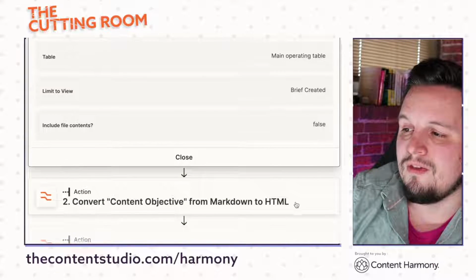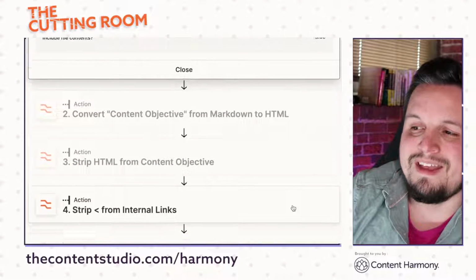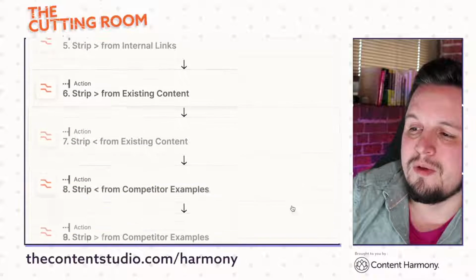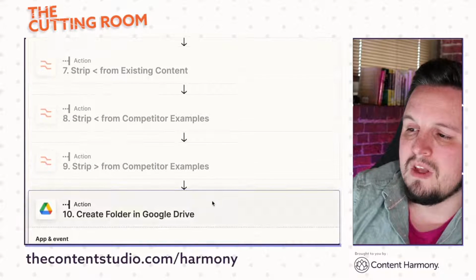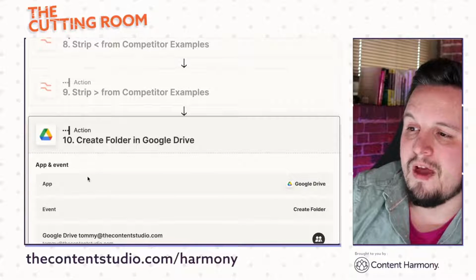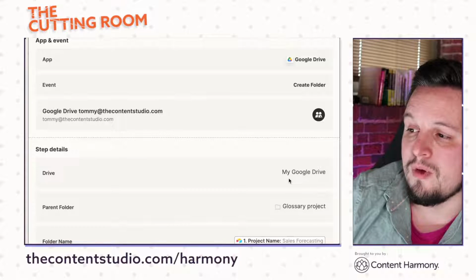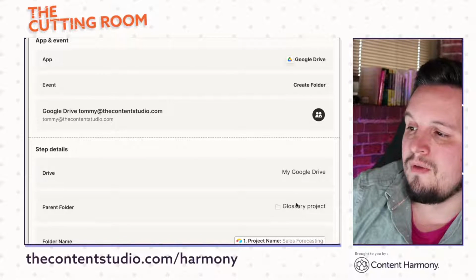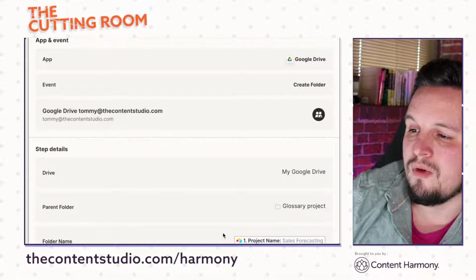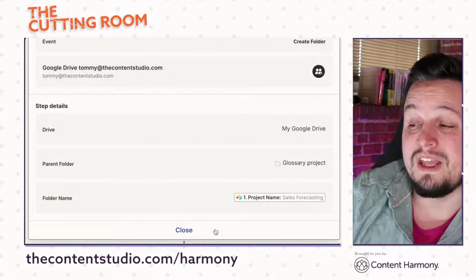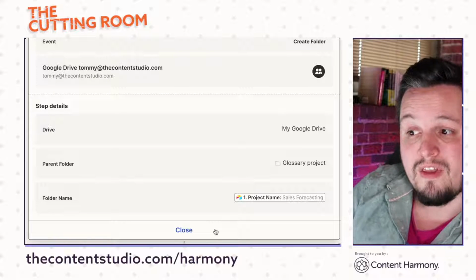So in this case, these are probably inefficient ways. There are probably better ways to do this, but I'm stripping out a bunch of junk code, and then I will have Zapier create a folder in Google Drive to help me keep all this stuff organized. So in this case, it's my Google Drive. It's in the primary folder, the glossary project, and then it will create a new folder and keep everything organized for each individual piece that's created.